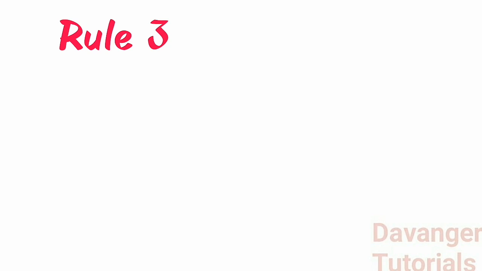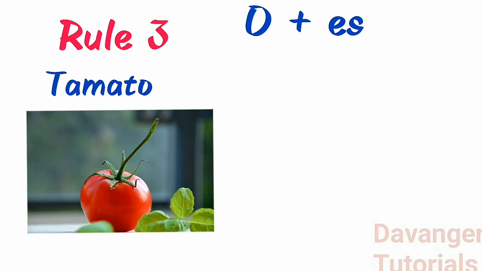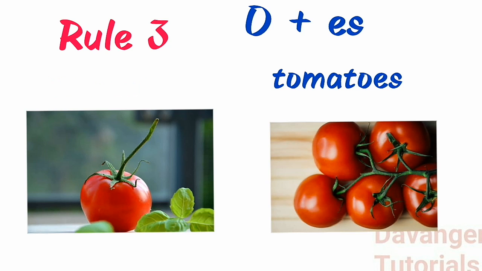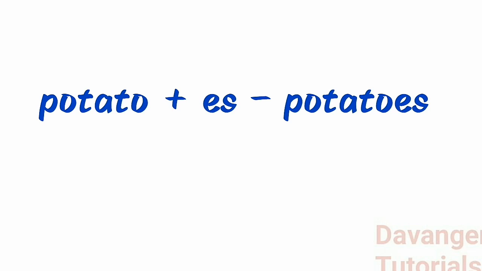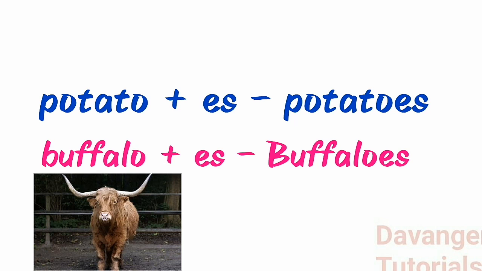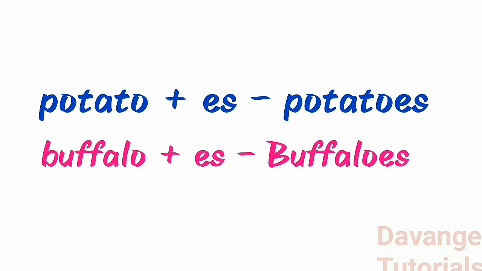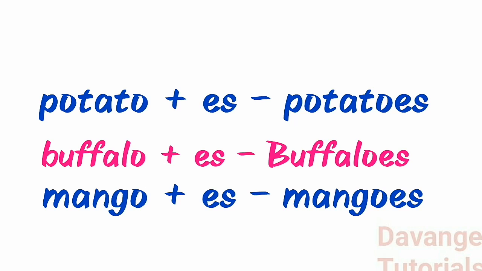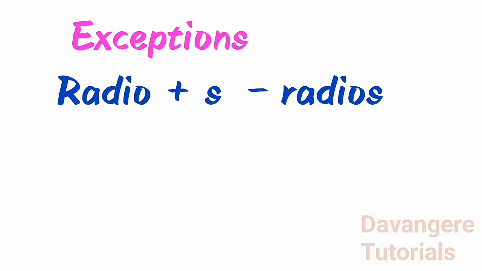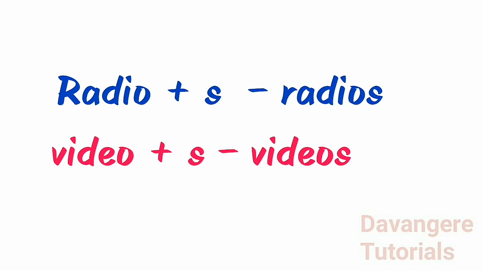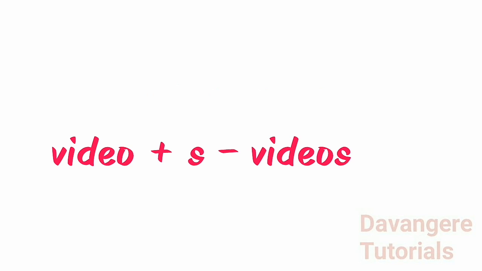Let's move on to rule number 3. If the noun ends with O, just like tomato becomes tomatoes. We have just added ES. You can pause at any time and watch it. Potato becomes potatoes. Buffalo becomes buffaloes. Mango, when we add ES to it, it becomes mangoes. There are some exceptions. Radio, we have to add S to it to make it radios. Video becomes videos.